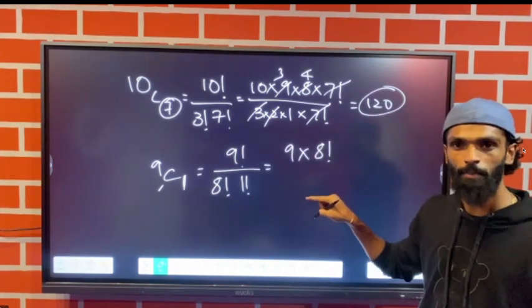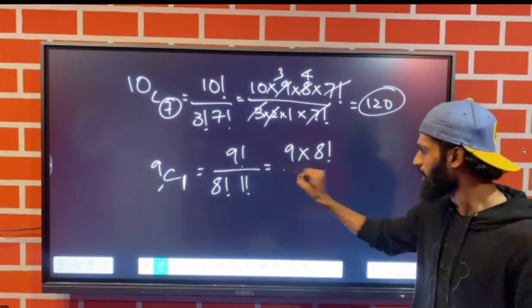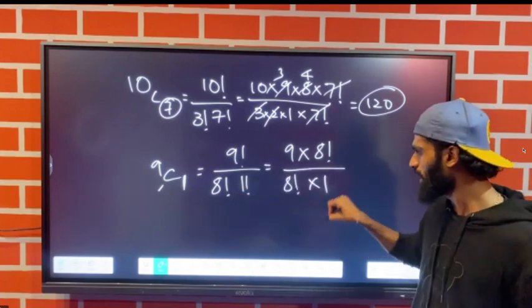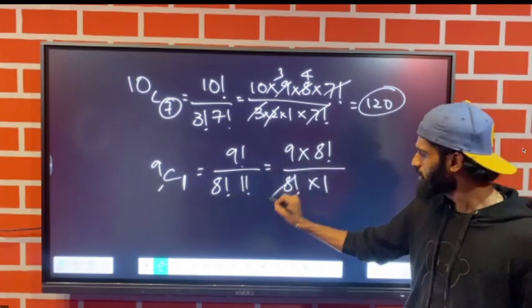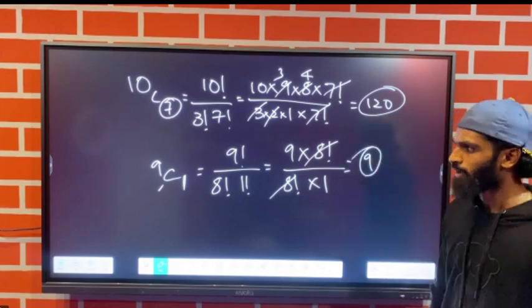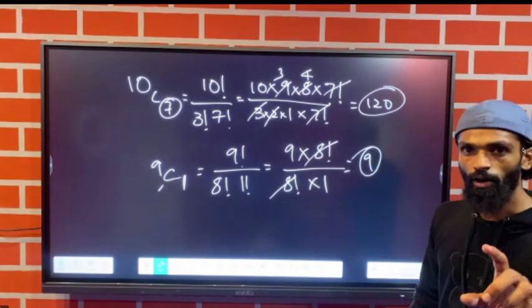I'll stop here because I know that it is waiting for me to get cancelled there. Divided by 8 factorial into 1 as it is. Now, it gets cancelled. The answer is 9. Okay. Let's try for 8C1.